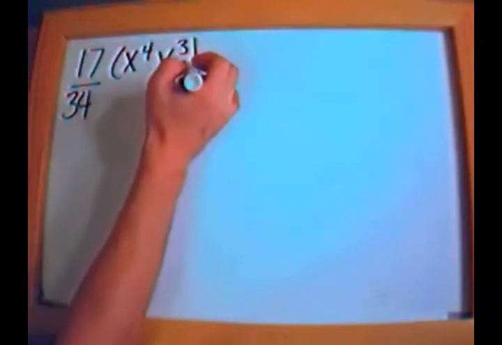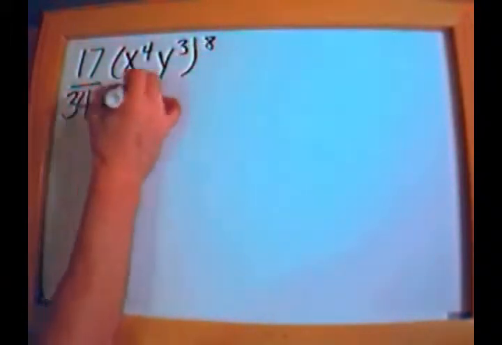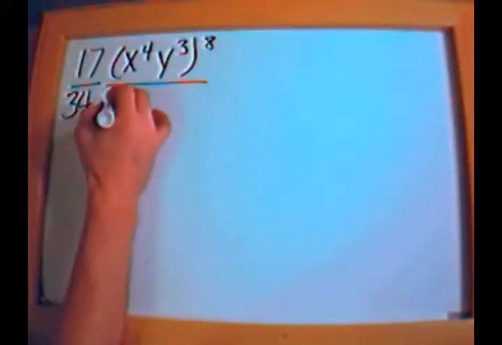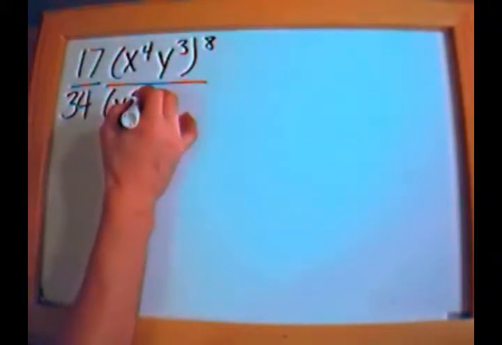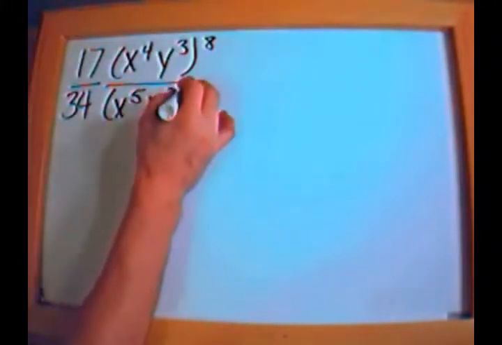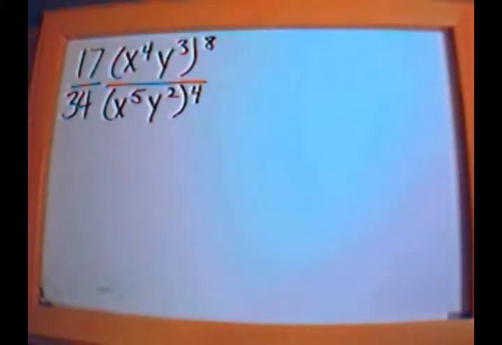Moving right along. 2 more problems. We're done with this section. Let's say I've got 17 over 34, times (x to the 4th, y to the 3rd) all raised to the 8th power, over (x to the 5th, y squared) all raised to the 4th power.